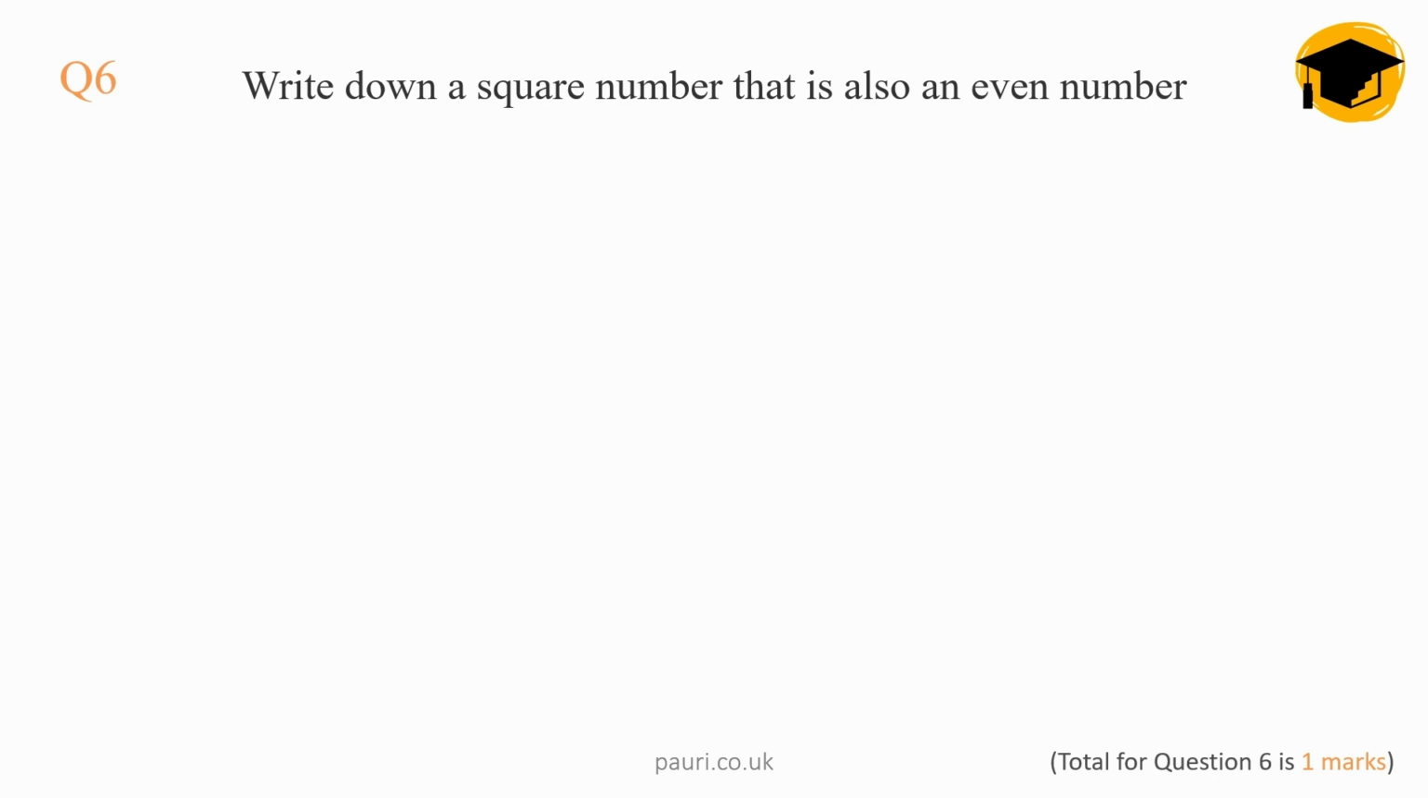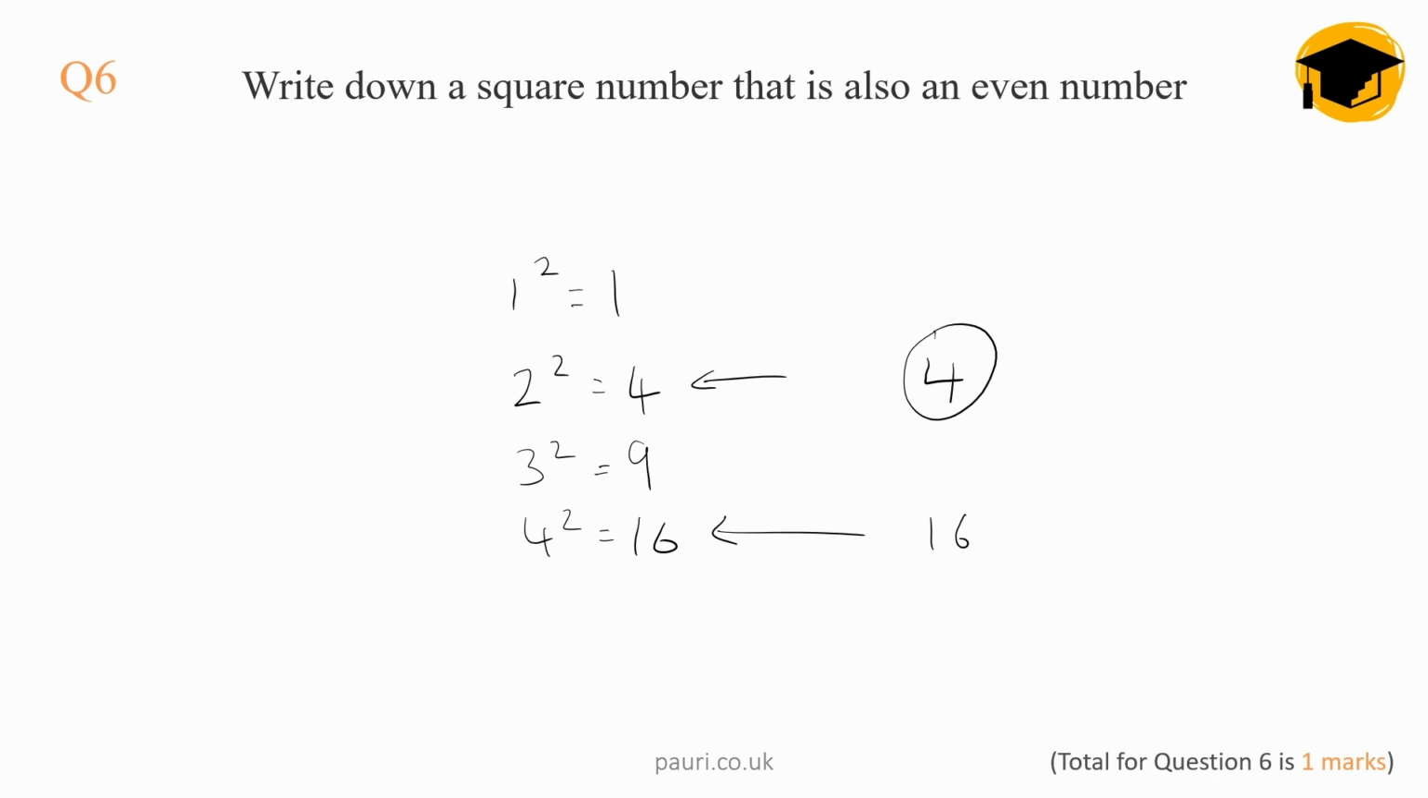Write down a square number. So that's a number that's squared. That is also an even number. Let's try 1 squared. 1 times 1 is 1. That's an odd number. Let's try 2 squared. 2 times 2 is 4. So that works. An example of a square number that's even is 4. Another example, we can carry on going. 3 times 3 is 9. That's odd. 4 times 4 is 16. That works. So 16 is also an example of an even square number.